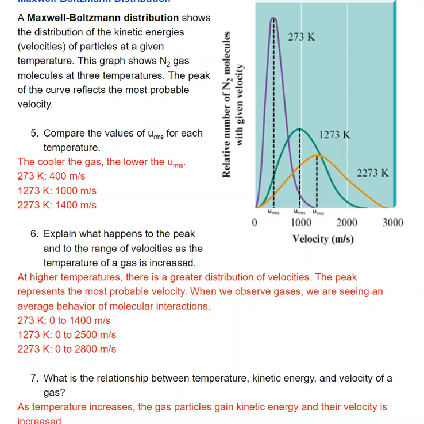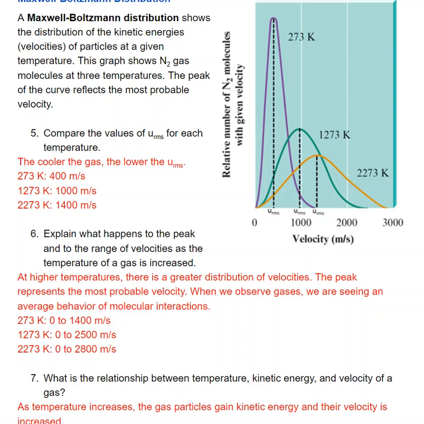For 273 Kelvin, it's about 400 meters per second. At 1,000 degrees higher, it's about 1,000 meters per second. And another 1,000 degrees higher than that, we're at about 1,400 meters per second.